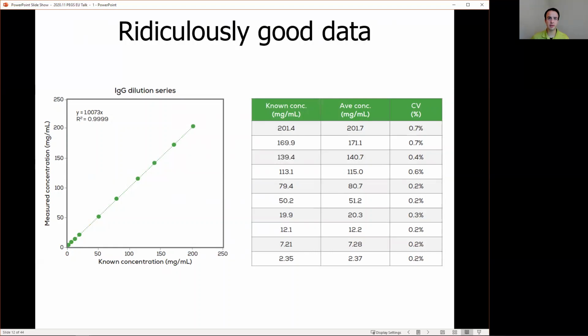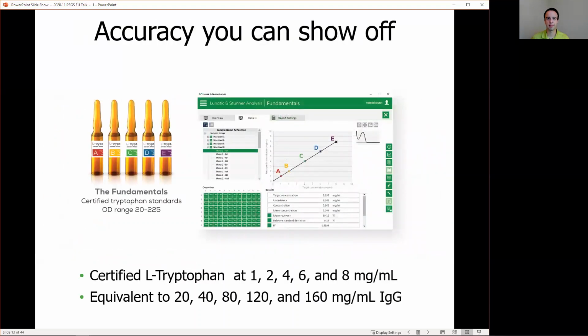If you look at the data in tabular format, it makes it a little bit easier to look at accuracy and precision, where we notice that the average concentration is going to be within 2% of the known concentration, and the CV is within 1% of all values. So that's where we get the 2% and 1% values for accuracy and precision.